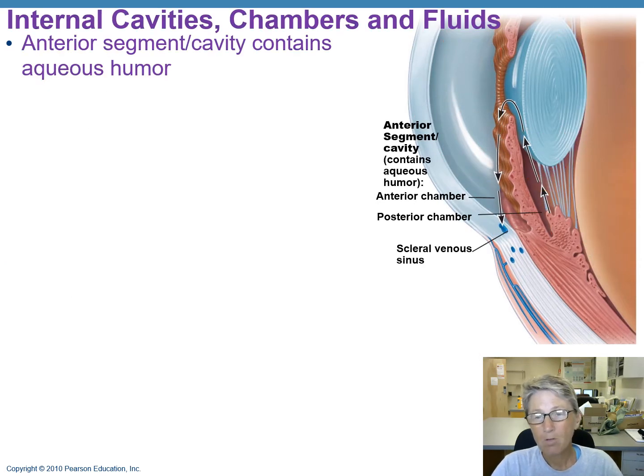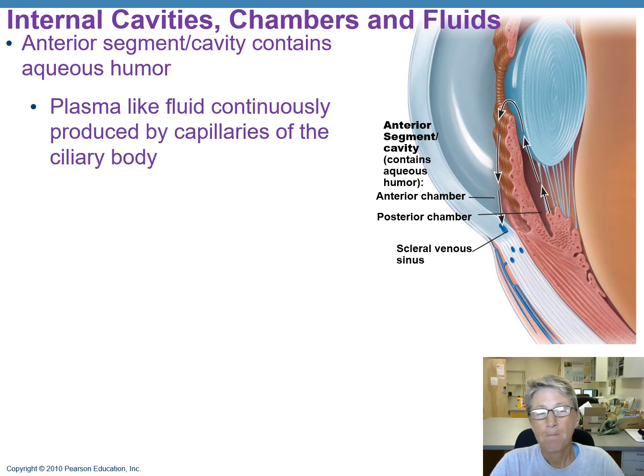The anterior segment or cavity contains the aqueous humor. And aqueous humor is kind of like your plasma, but it's continuously produced by the capillaries of the ciliary body. So here's the ciliary body. These little projections are projections of the ciliary body.